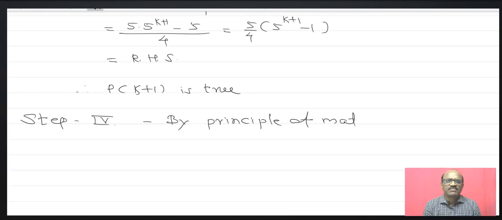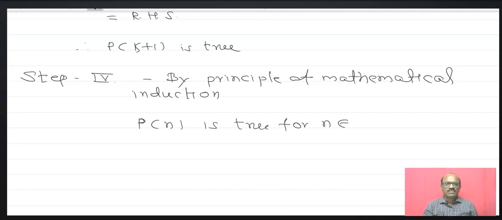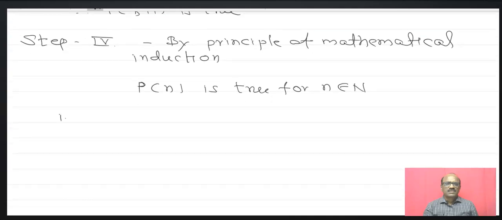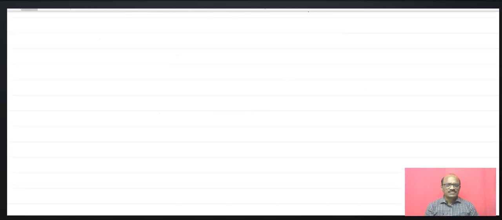Therefore, by the principle of mathematical induction, P(n) is true for n belongs to N. Therefore, 5 plus 5 square plus 5 raised to 3 plus up to 5 raised to n is equal to 5 by 4 times (5 raised to n minus 1) for all n belongs to N. Now the example number 15, or 14.